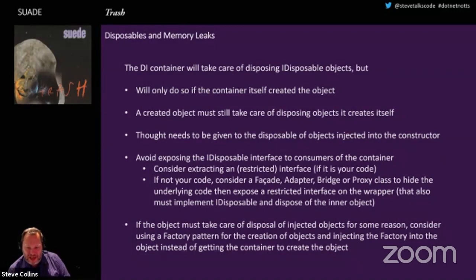Lastly, if the object must take care of disposal itself, consider using a factory pattern. So say as a consumer, I need to go and create an instance of an object through a factory pattern. Well, because the factory is taking care of creating the instance for me, it's almost as if I was creating it myself. And therefore, the container doesn't get involved. It's got no knowledge of that instance that's been created. And therefore, it's up to you as a consumer to call Dispose on anything that's come out of it.